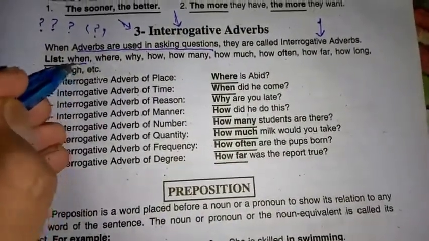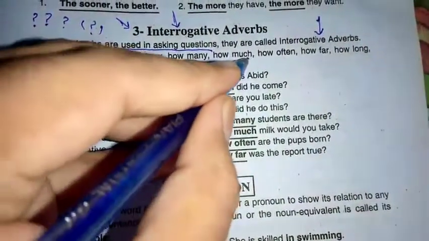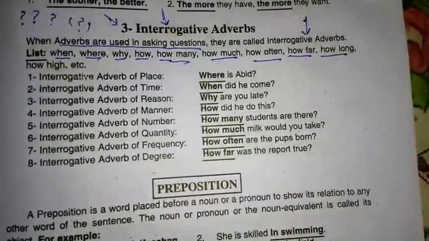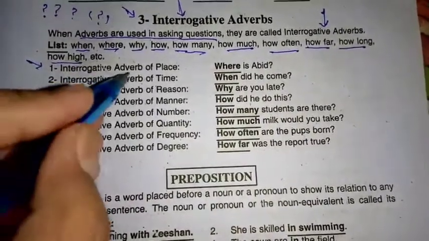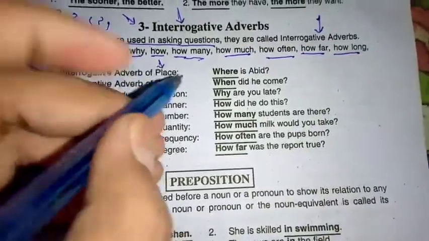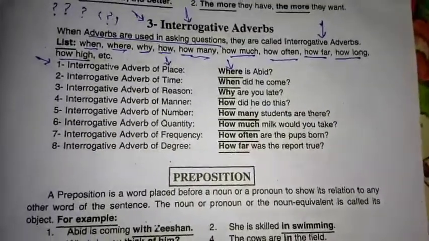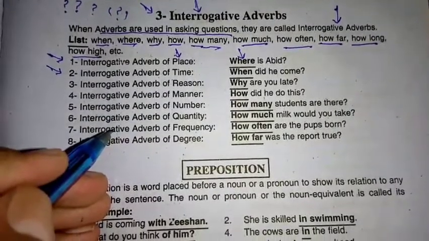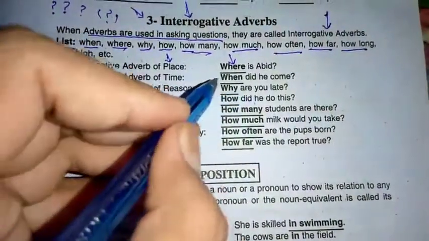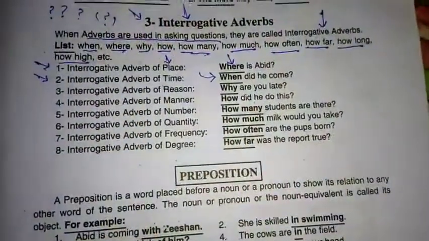We have some list: when, where, why, how many, how much, how often, how far, how long, how high. In the first example, you can see the interrogative adverb for place: where. Where is Abid? And next we have the interrogative adverb of time. When did he come?